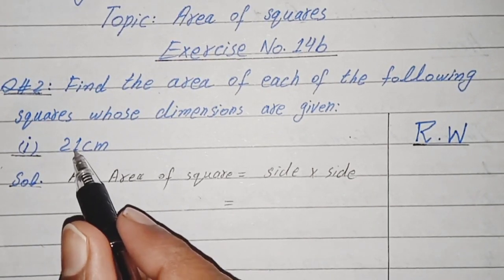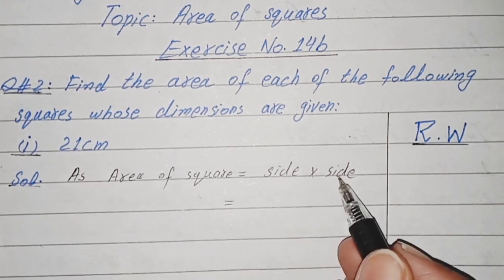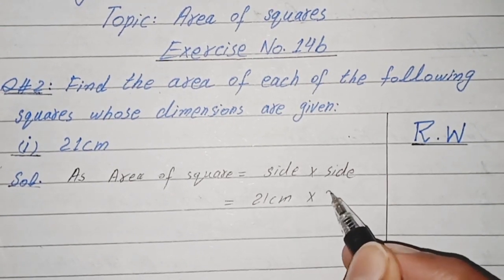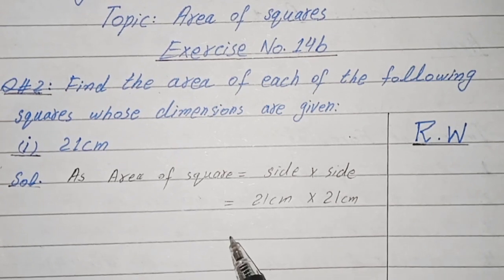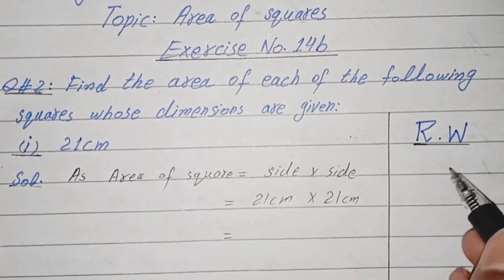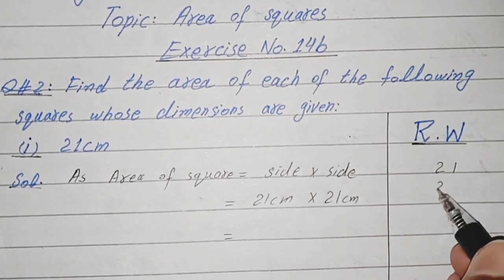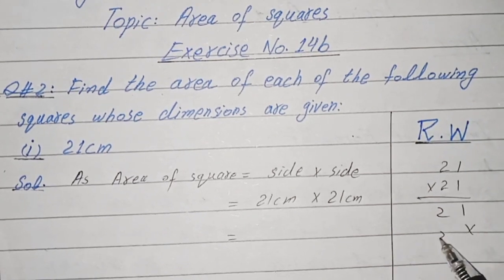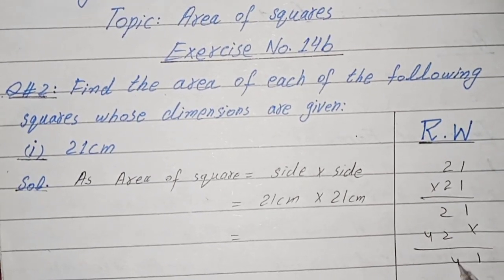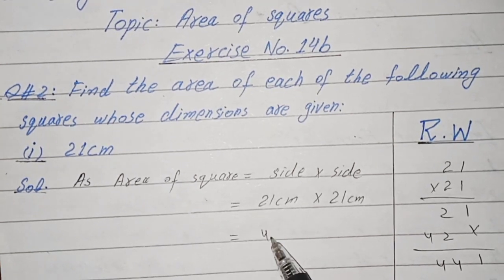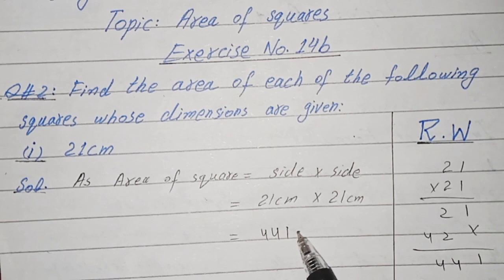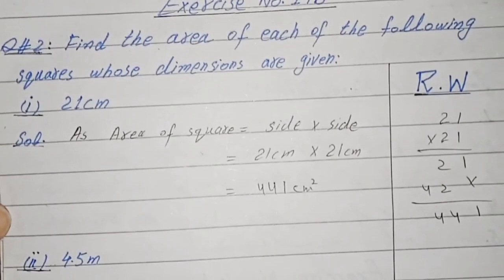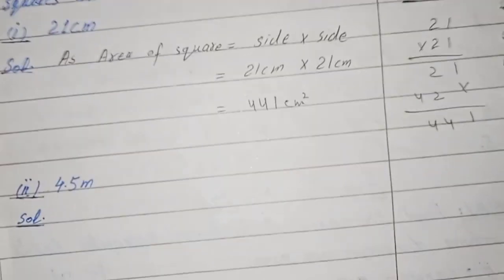So the side is given as 21 centimeter and both sides will be the same. So 21 centimeter multiply by 21 centimeter. These two values will be multiplied. 21 multiply by 21: 1 1 the 1, 1 2 the 2, 2 1 the 2, and 2 2 the 4. That is equal to 441 centimeter square. This centimeter is multiplying with this centimeter. So the answer is 441 centimeter square.